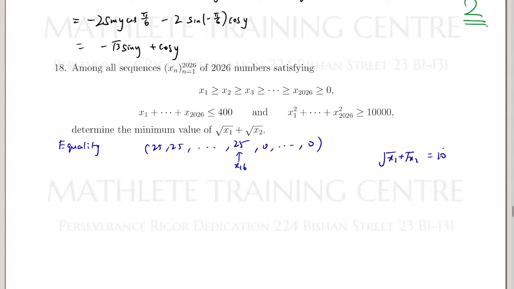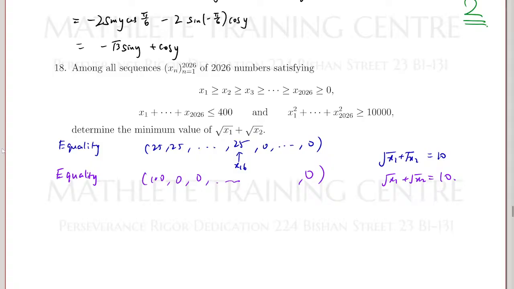Now I have to admit something though. I didn't manage to find the other equality case until someone else pointed it out for me. There is another equality case in this question. You could also achieve equality by doing something even simpler. Just choose x1 as 100, because you don't need to satisfy this, right? If you just choose x1 as 100 and the rest of them as 0, automatically this also works. So then square root of x1 plus square root of x2 is just 10 plus 0. It's still 10.